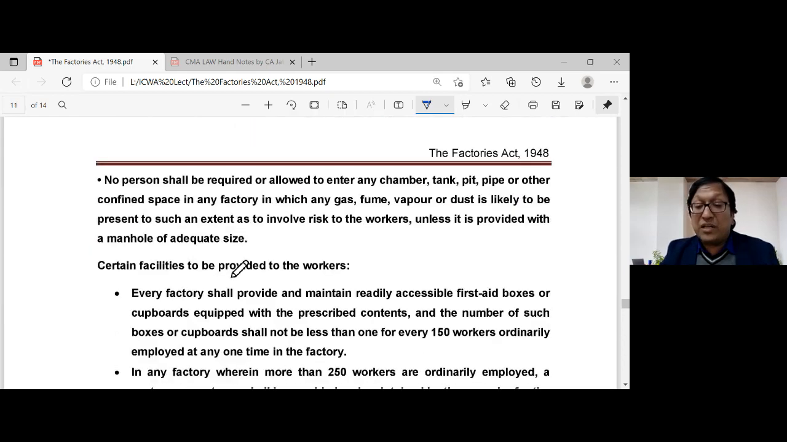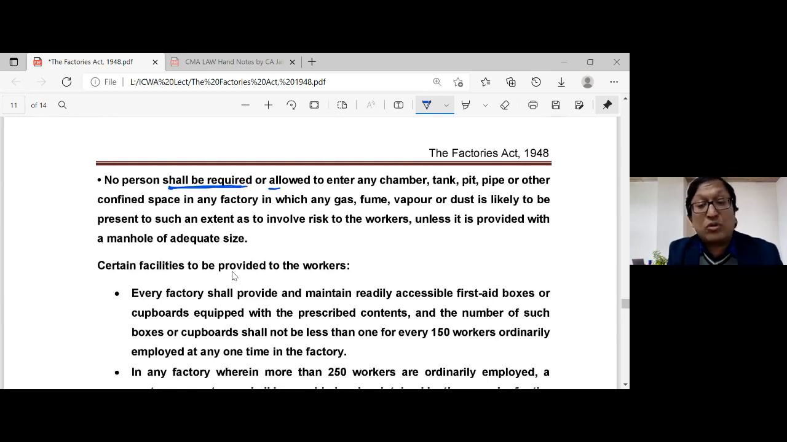Then no person shall be required or allowed to enter any chamber. Say the occupier, the manager of the factory or the supervisor says to a worker, you need to go into this chamber. The worker may die over there due to suffocation or something else. So no person shall be required or allowed. You will not instruct a worker to do so.